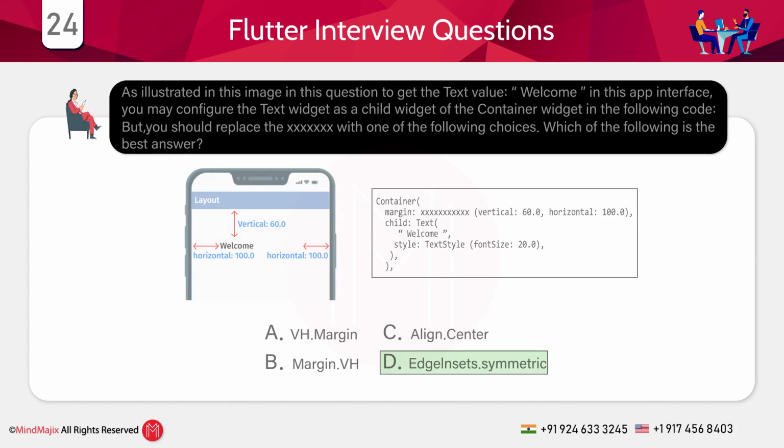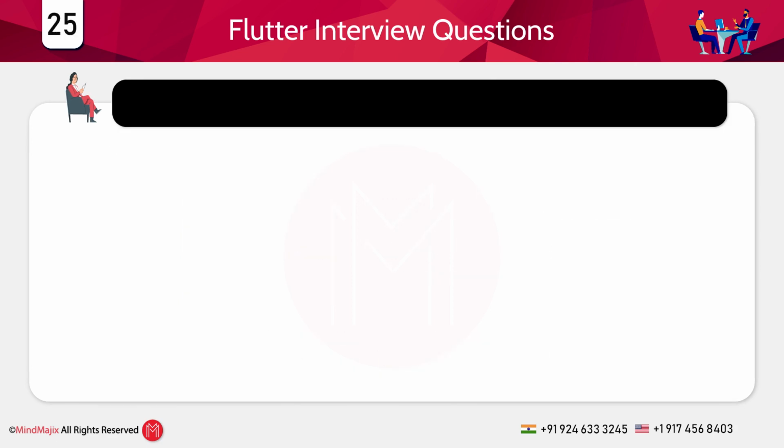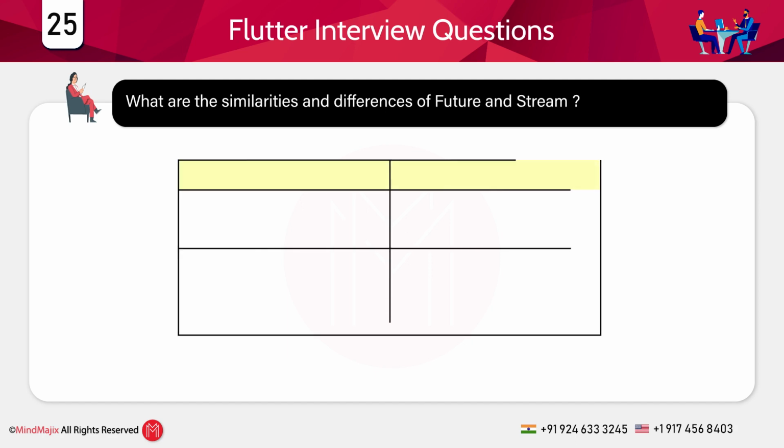Now, this question is not a multiple choice question. It is just for your understanding. The question is, what are the similarities and differences between future and stream? So we know that futures and streams are asynchronous. We use these a lot when we are getting any data from the server. But what is the difference between them? Let's check out the answer.